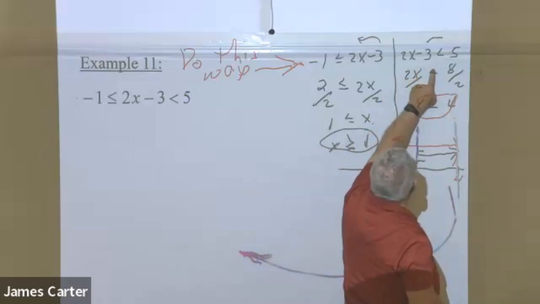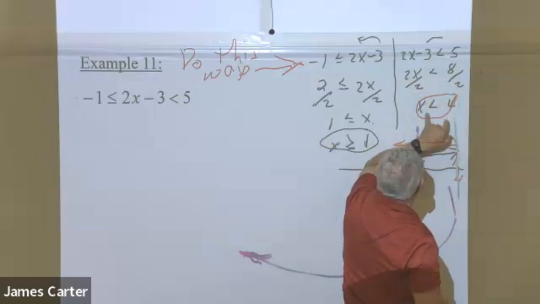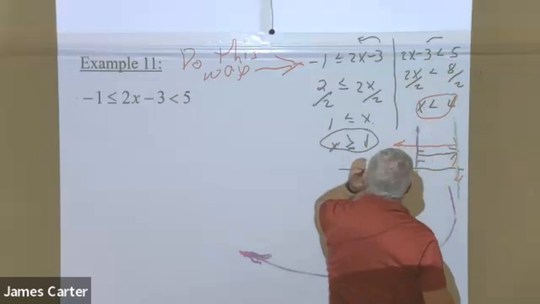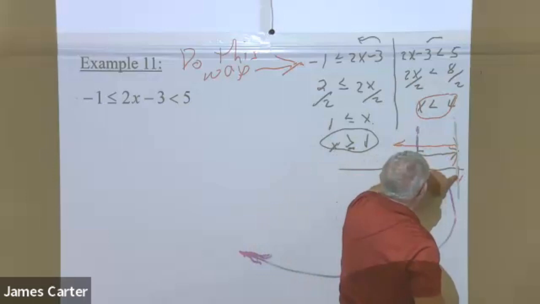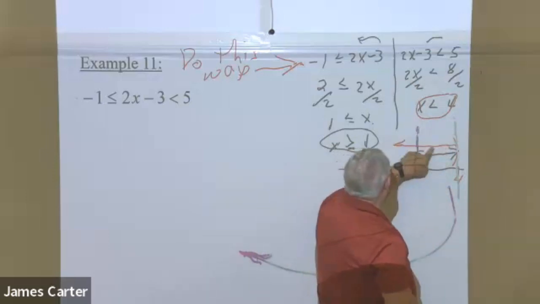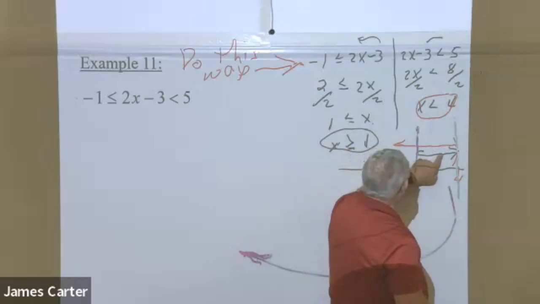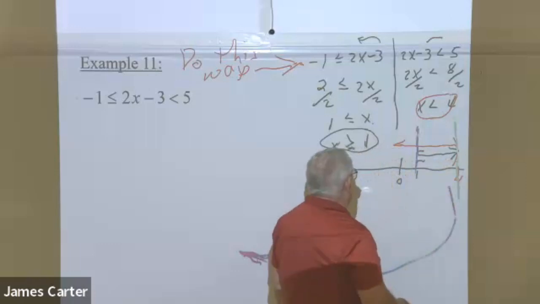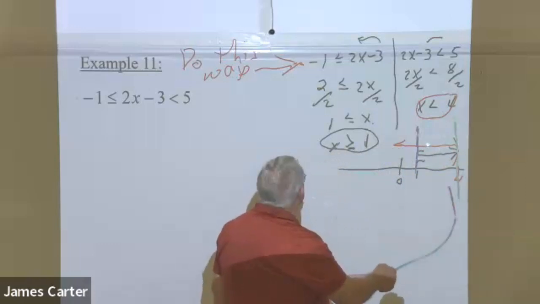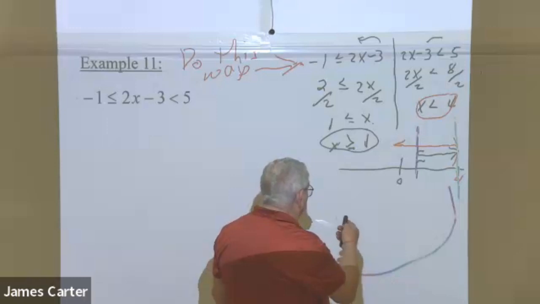Here, the right side of this thing, I'm going to take the -3 over to the other side, resulting in an 8. Divide both sides by 2, and I get x is less than 4. So here is 4 on the graph, here's 1 on the graph, here's 0 on the graph. X is less than 4, and x is greater than or equal to 1. So I have an overlapping area here. Okay, the area from 1 to 4 is overlapping.